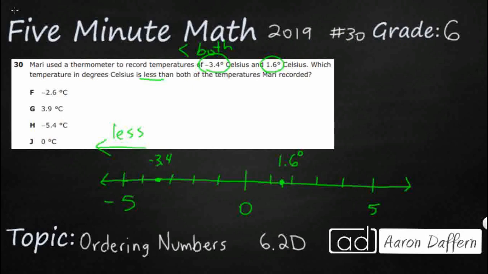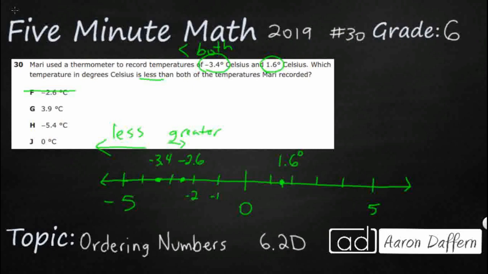So let's look at negative 2.6. That's F. I've got negative 1 right here, and negative 2 right there, so negative 2.6 is going to be right around there, maybe. Negative 2.6. And as you can see, it is less than 1.6, but it is not less than negative 3.4. It is actually greater than. So that is not going to be our answer. We can just mark off F.